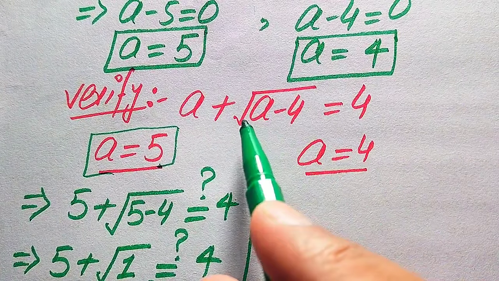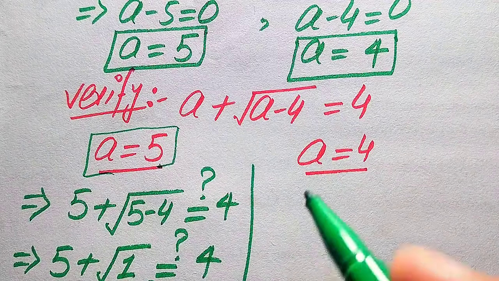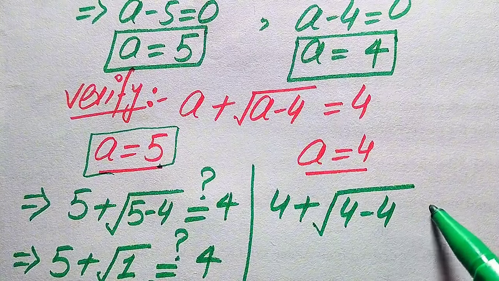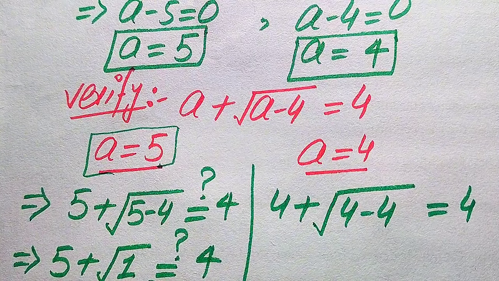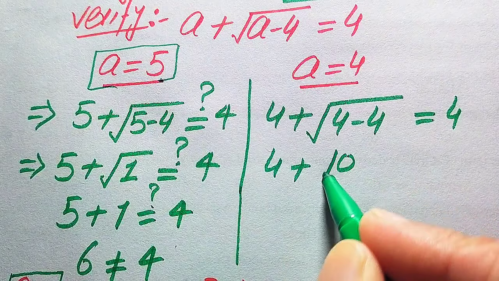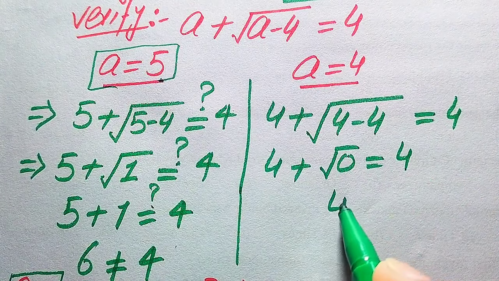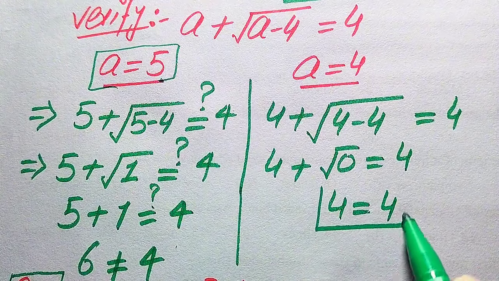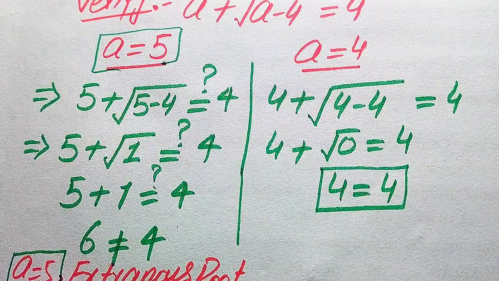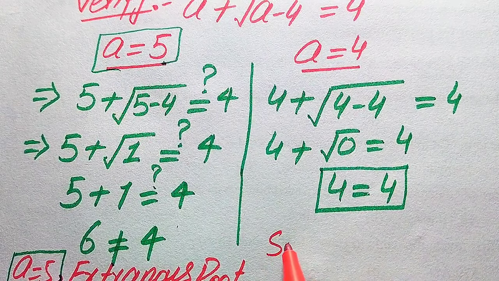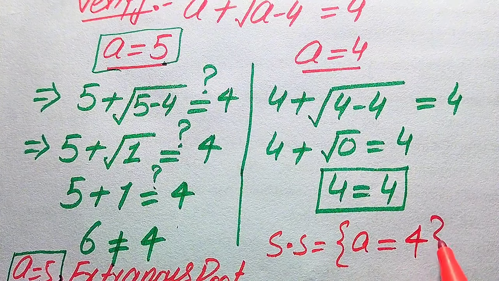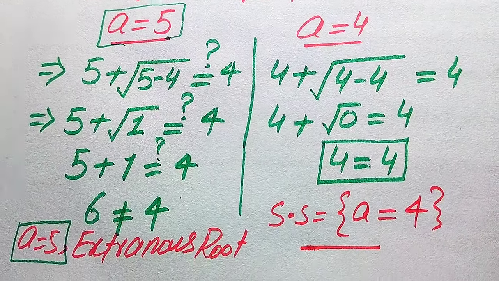Now we move towards our second root, and we substitute a equals 4 into the left hand side. It will be written as 4 plus square root of 4 minus 4 is equal to 4. Here you see that 4 minus 4 becomes 0, the square root of 0 is 0, and we obtain 4 equals 4. So this means that both sides are equal. This shows that a equals 4 satisfies our given question statement, so the solution set of this question is a is equal to 4. This is the only solution of the given equation, and this is the final answer.